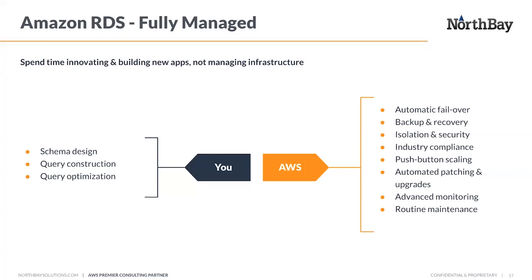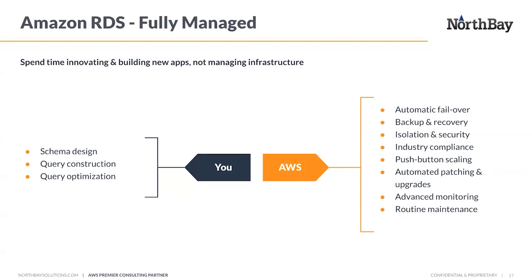What AWS does for you: automatic failover. It does the backup and recovery for you, isolation and security, industry compliance. AWS is very heavy on compliance, so it's interesting that it's doing so well in that area. Push-button scaling, right? You can add servers, you can delete servers, how many servers you want, just a click away. AWS has a very user-friendly dashboard or console, so it's pretty easy to use, and you will see in the lab that it's fun.